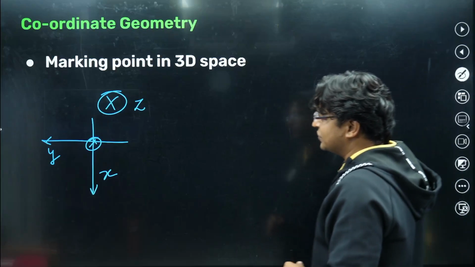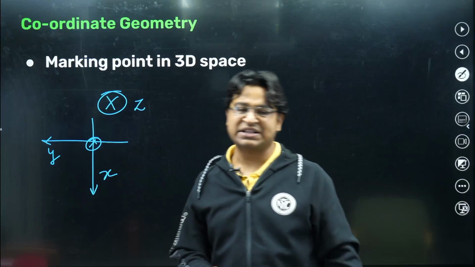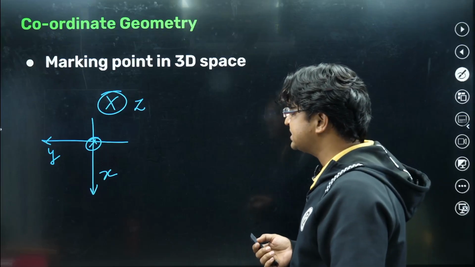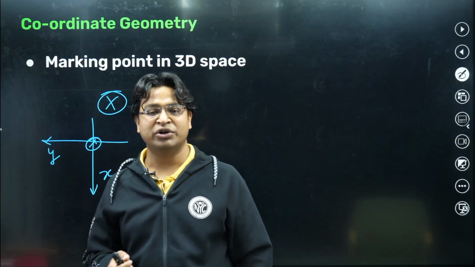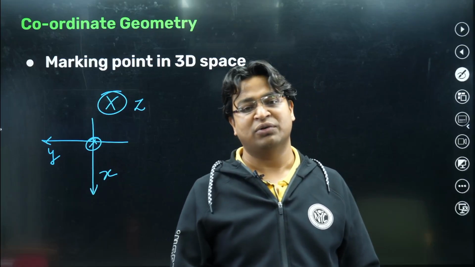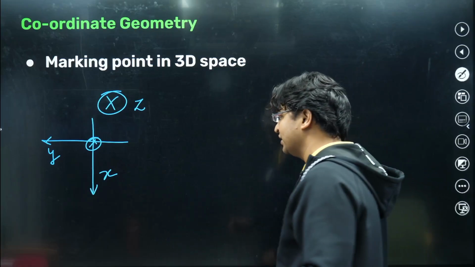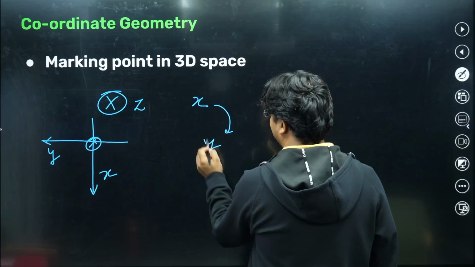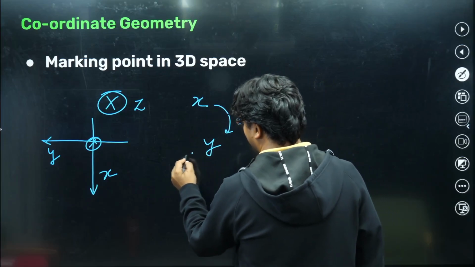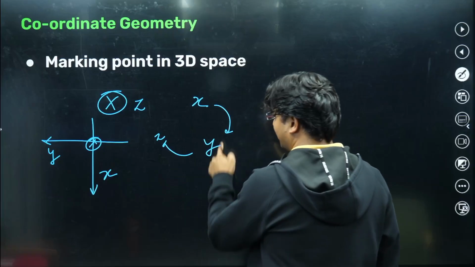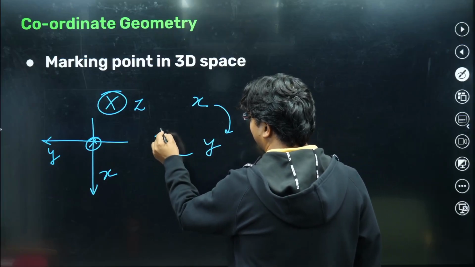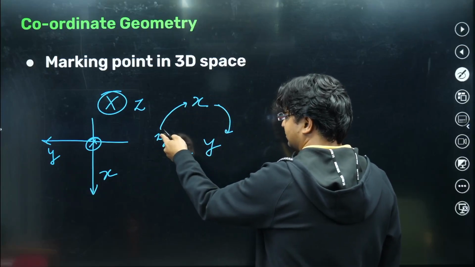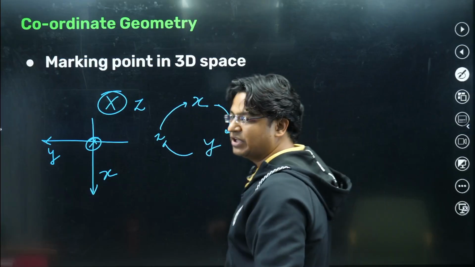Right now what I'm doing, I'm fixing x and y and then trying to find out the direction of z. Can we do it the other way around? What if I decide that I will draw y and z according to my wish and then try to find out the direction of x? You can do that. You have to remember a rule. If you are using x and y, then go from x to y and your thumb will give you z. If you are using y and z, go from y to z and your thumb will give you x. If you are using z and x, then go from z to x, your thumb will give you y.